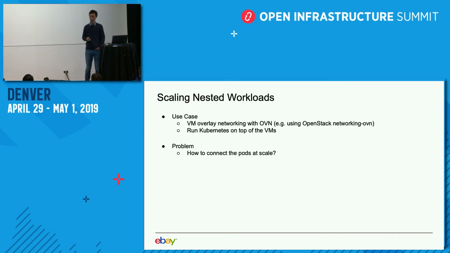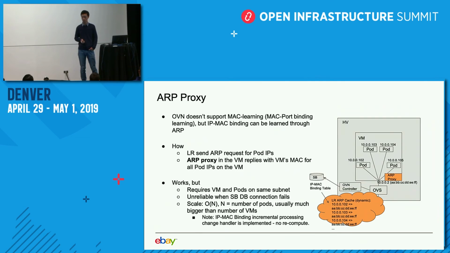And the problem is, how do we scale this? The first approach, actually the current approach we took, is using ARP proxy in the VM. So the VM is running in this hypervisor, and the hypervisor is running OVS, which is connected to and managed by OVN.